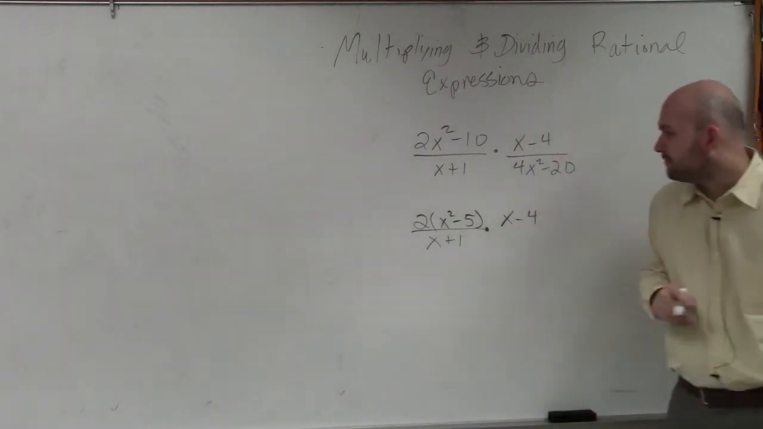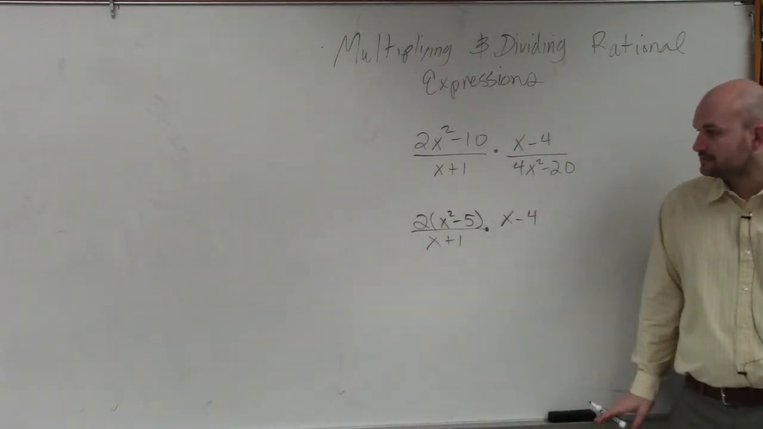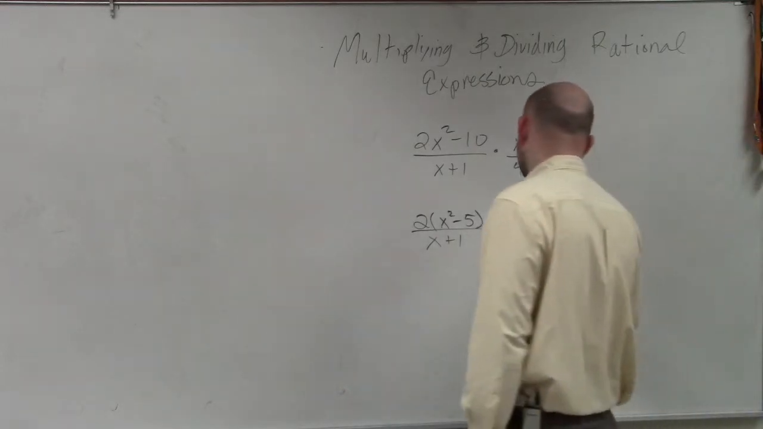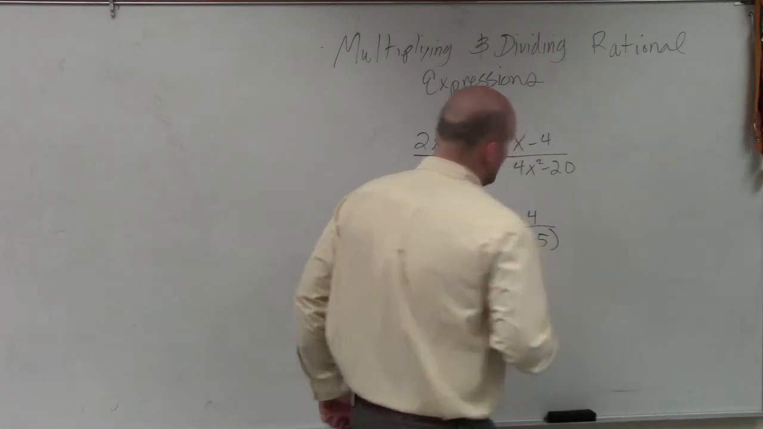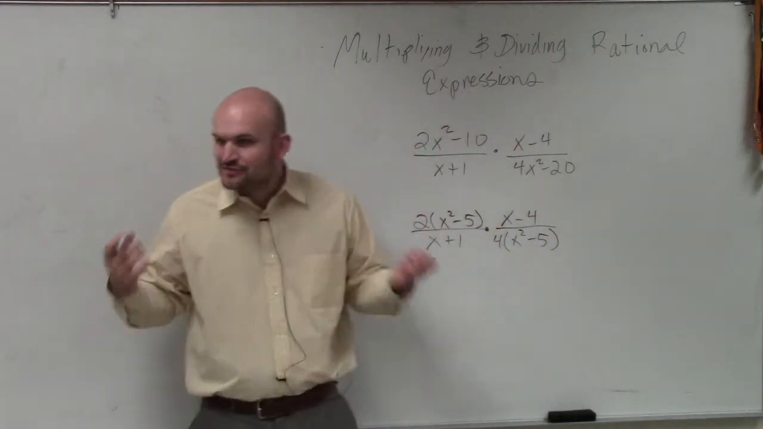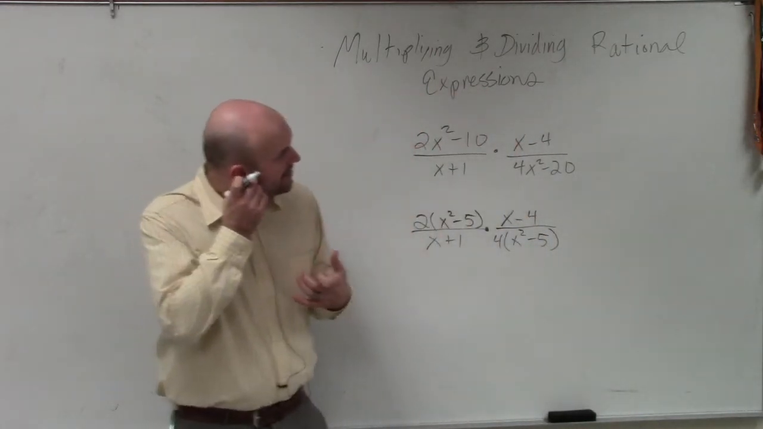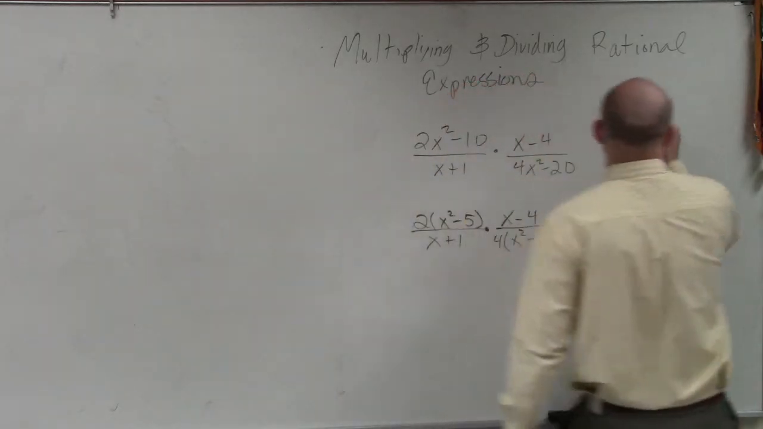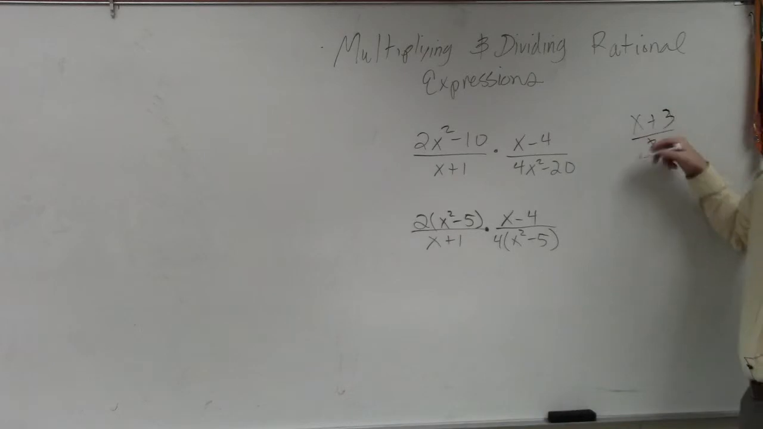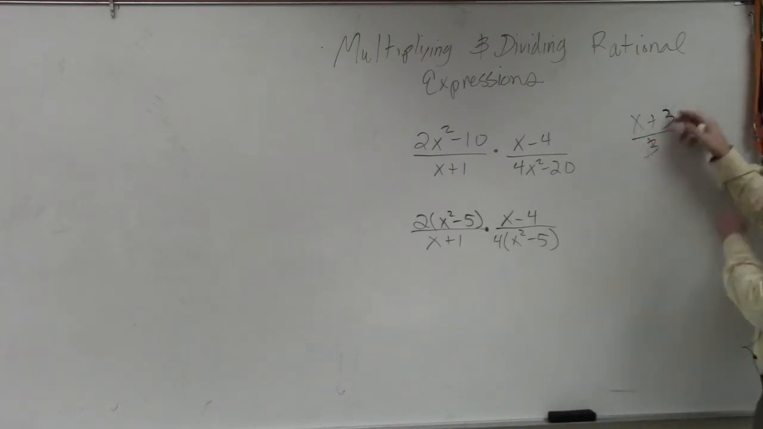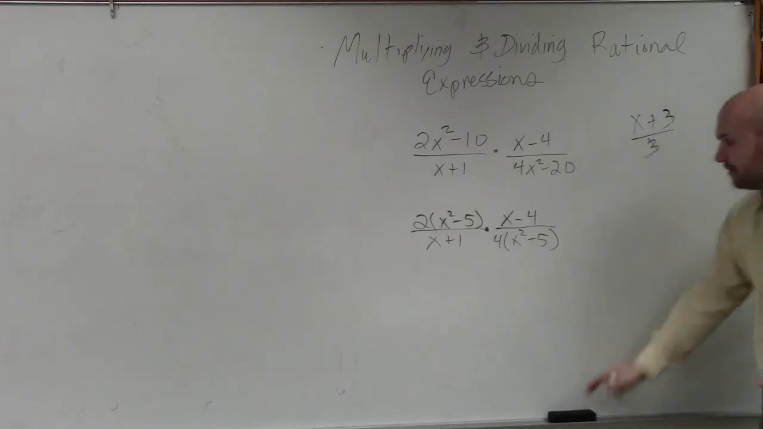And then what about 4x squared minus 20? 4. When I factor out a 4, I'm left with x squared minus 5. Now, this is where it kind of gets confusing. If you guys remember, when we had something like x plus 3 divided by 3, you can't cancel across addition and subtraction. All right? You can't divide this just into 1.